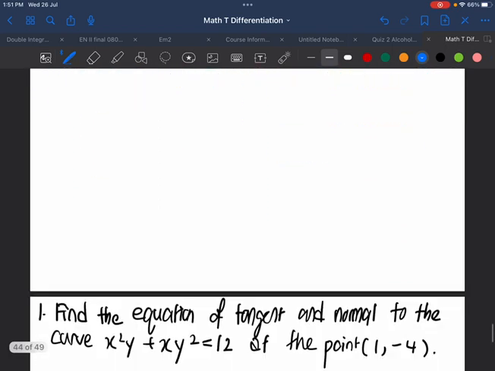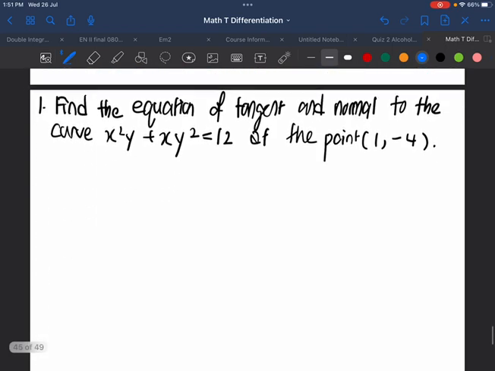Alright, let's see some examples. Find the equation of tangent and normal to the curve x²y + xy² = 12 at the point (1, -4). How are we going to solve this question? First, of course, we copy down the equation x²y + xy² = 12.